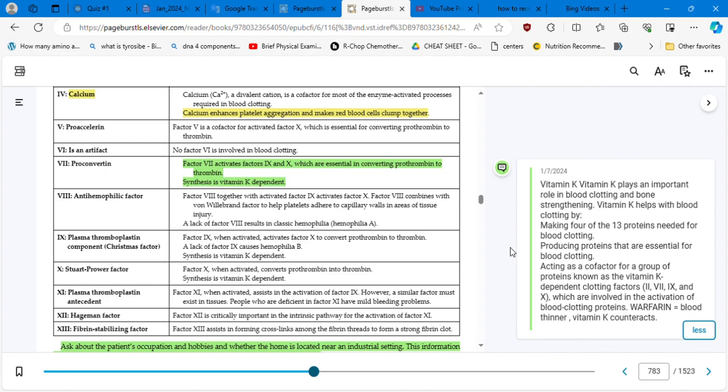Vitamin K helps with blood clotting by making 4 of the 13 proteins needed for blood clotting, producing proteins that are essential for blood clotting, acting as a cofactor for a group of proteins known as vitamin K dependent clotting factors 2, 7, 9, and 10, which are involved in the activation of blood clotting proteins. Warfarin equals blood thinner, vitamin K counteracts, and we know this.